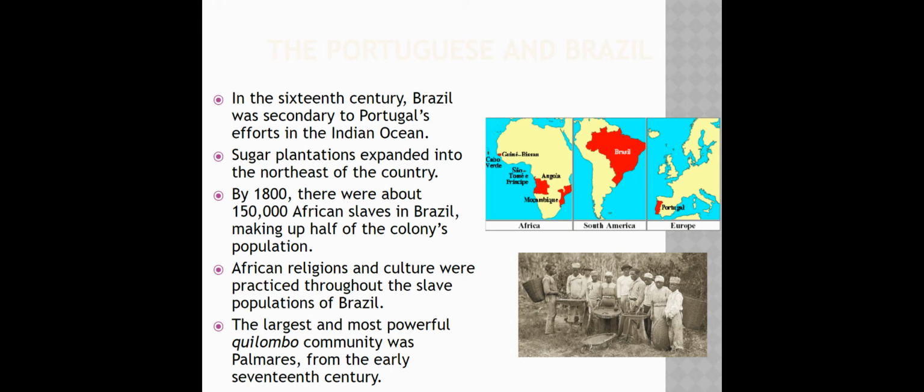African religions and culture were practiced throughout the slave populations of Brazil. And one thing we'll see as a rise of resistance are quilombos. These are also referred to as war camps in a Brazilian hinterland. It's a settlement that was founded by the people of African origin and other inhabitants, typically other escaped slaves. They called these quilombos, they were referred to as maroons. It's a term for a colony of escaped slaves. And the largest and most powerful quilombo was Palmares, which was around the early 17th century.